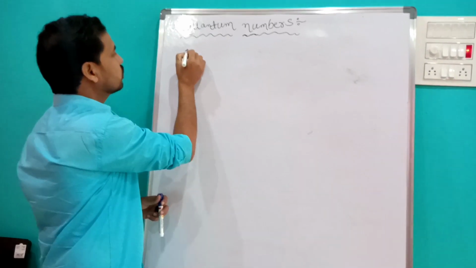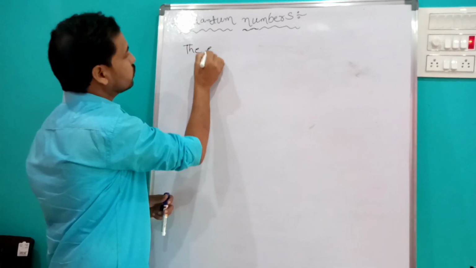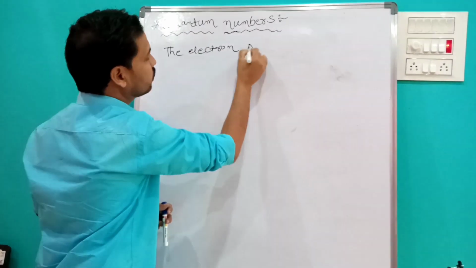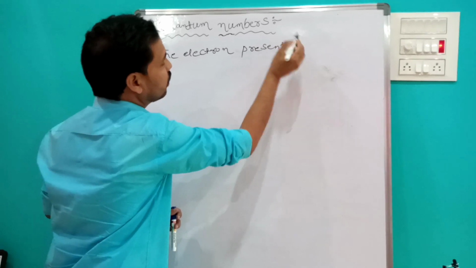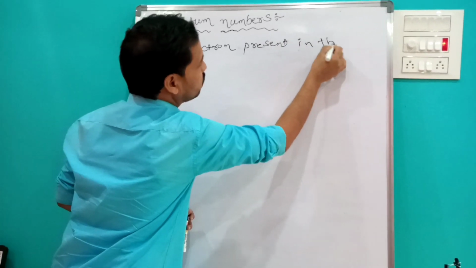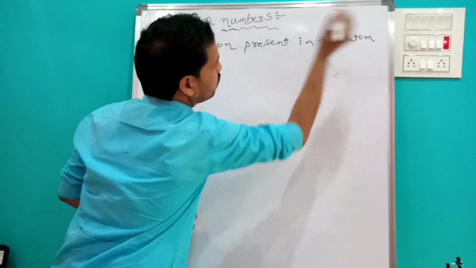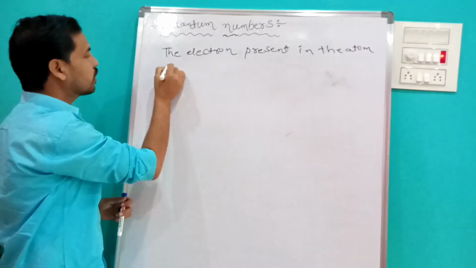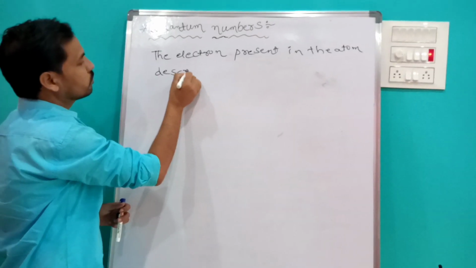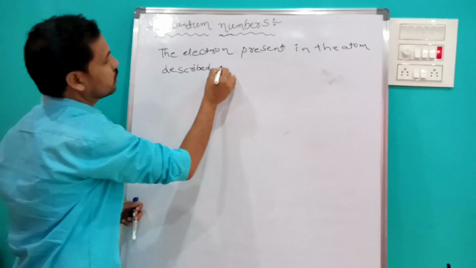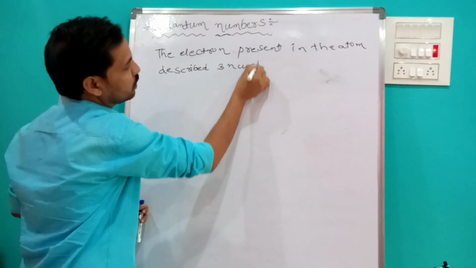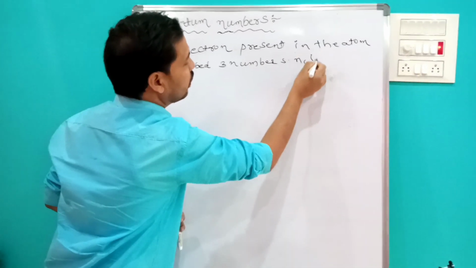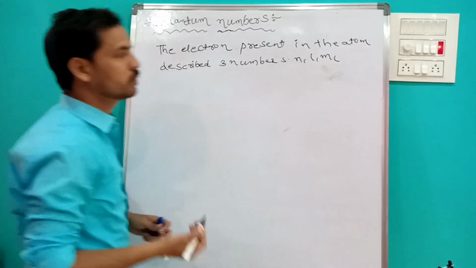Nothing but the electron present in the atom. So where is the electron present? The electron is present in the atom, and it is described by three numbers. What are the numbers? Nothing but N, L and Ml. So these are the three numbers.